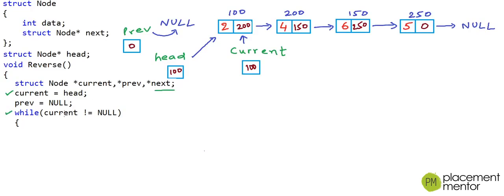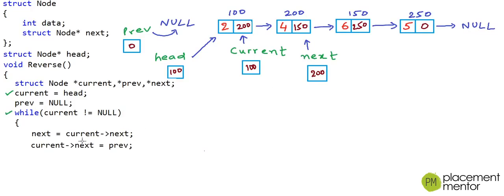What I'll do at each step in my iteration inside the while loop is that first I'll say something like next is equal to current dot next. So first I'll store the address of the next node in this particular variable next. So in our example here, for the first node, initially things will look something like this. Now we can set the link part of the current node as address of the previous node with a statement like this.